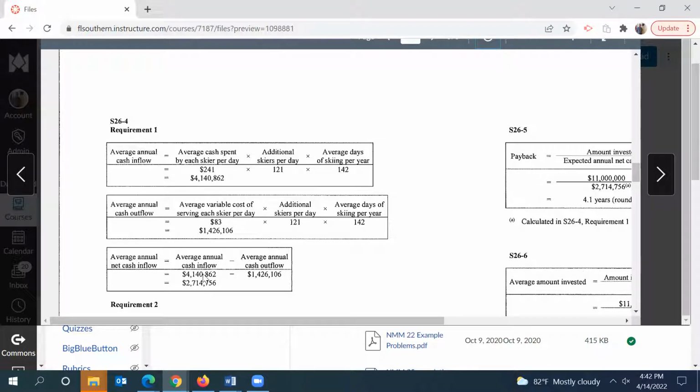Then the average annual net cash inflow. Well, we take the total cash inflow, that $4.1 million figure, we subtract the cash outflow, what we just computed, 1.4 million and change, and we get a net cash inflow, difference between the two, that is, of $2,714,756. All right.